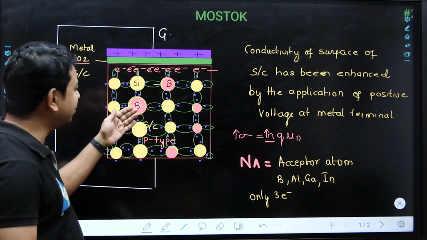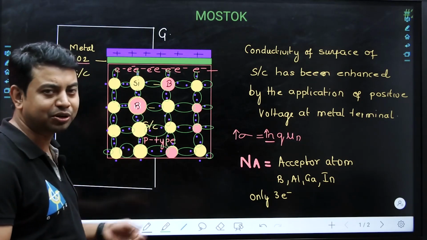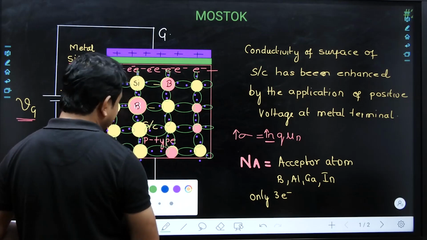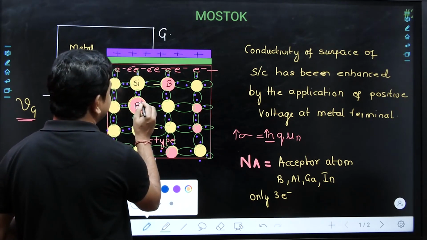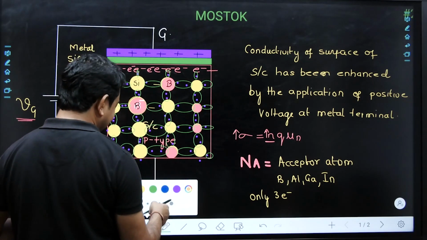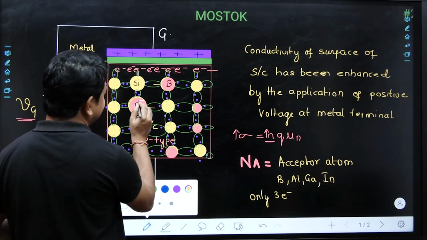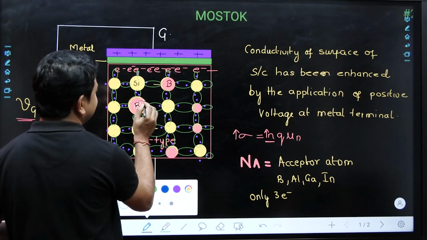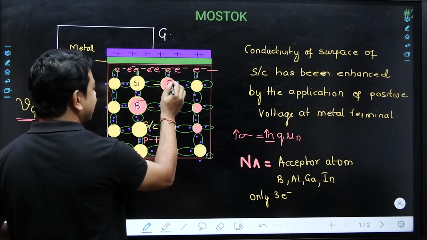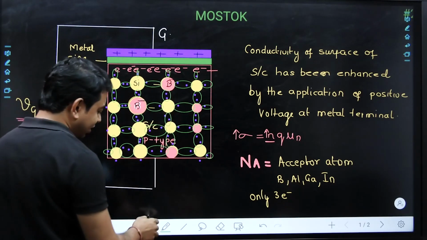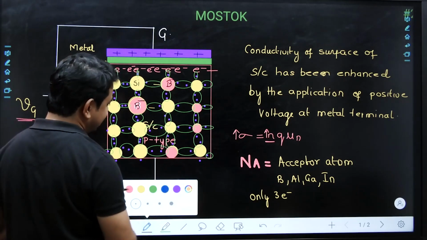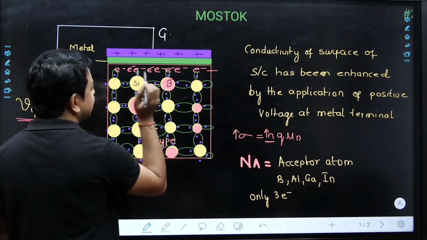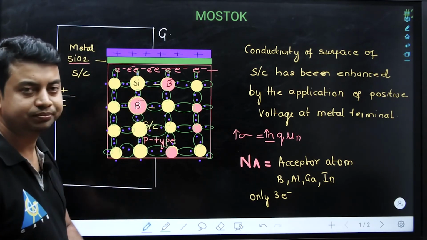Whenever the boron atom is accepting an electron, that particular boron atom will get a negative charge. For getting this negative charge, it will become an ion. When will this become an ion? Whenever it is accepting an electron. So this can also be negative, but for having the negative charge inside the boron, we just have to have an electron here.